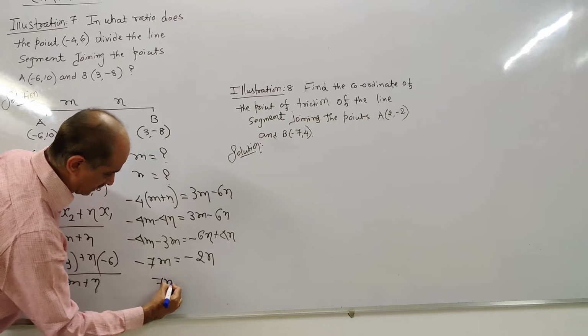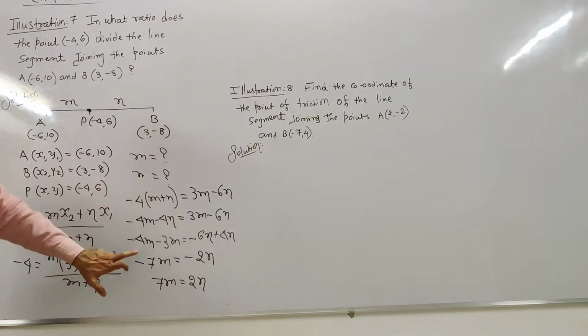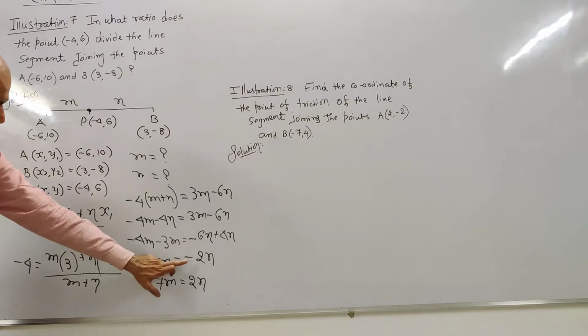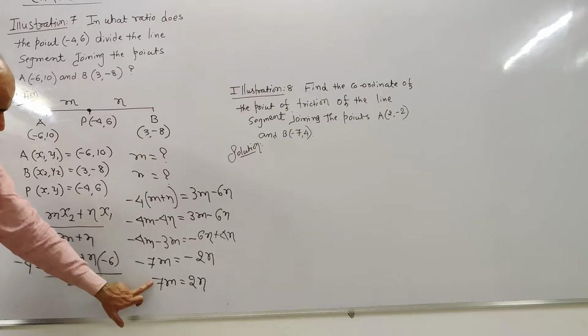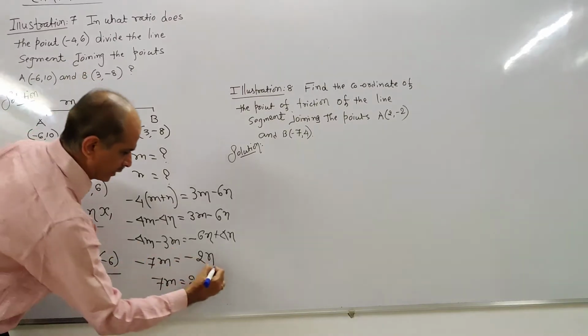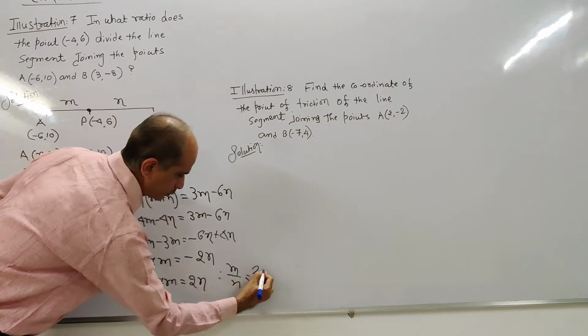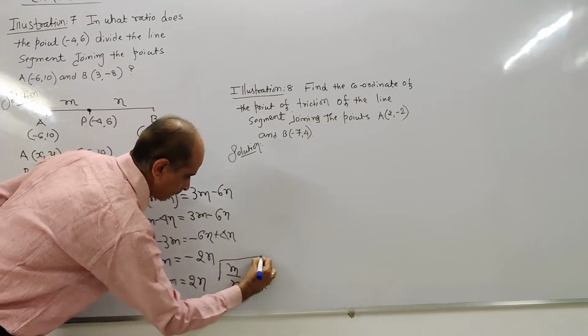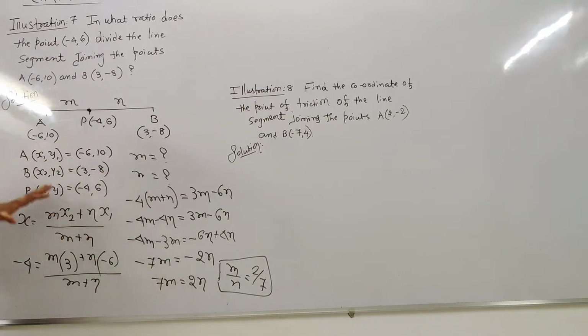This is -7m is equal to -6n plus 4n, means -2n. So -7m is equal to -2n. You can cancel the minus sign. So 7m is equal to 2n. Therefore, m upon n is equal to 2 by 7. So the value of m is equal to 2 and the value of n is equal to 7.